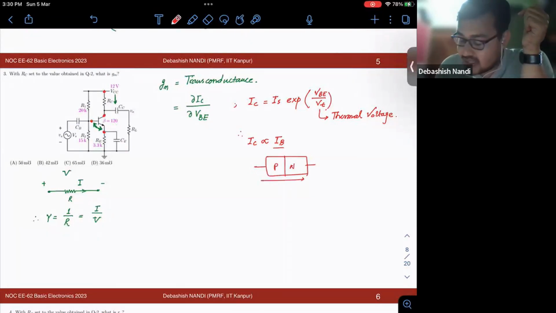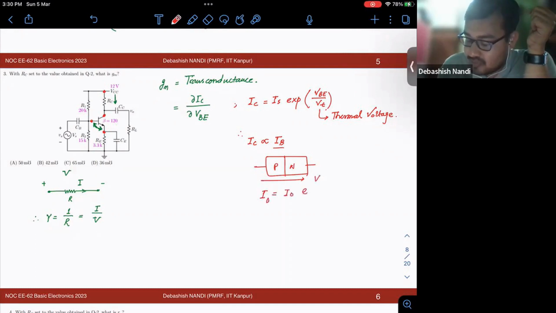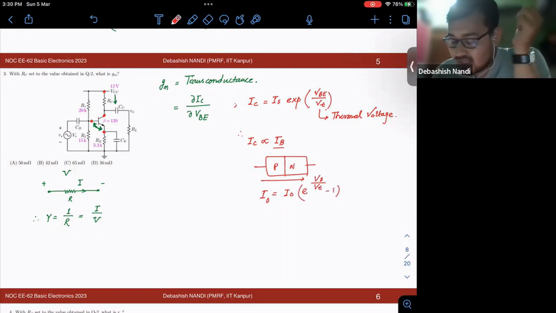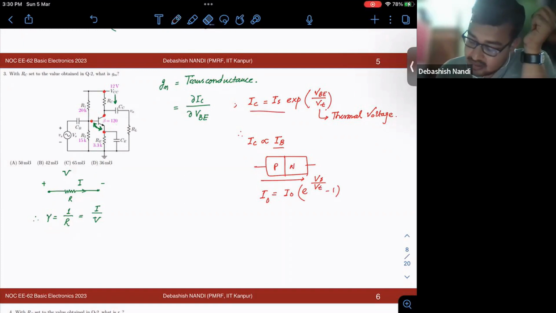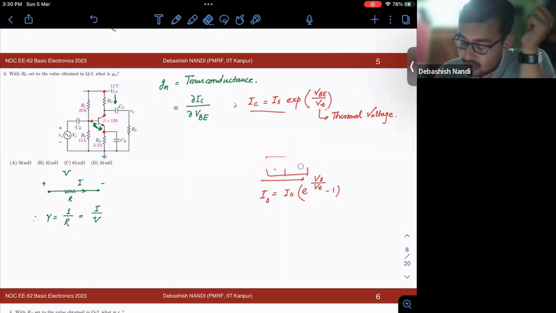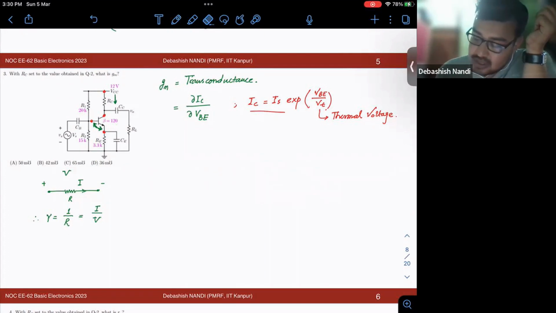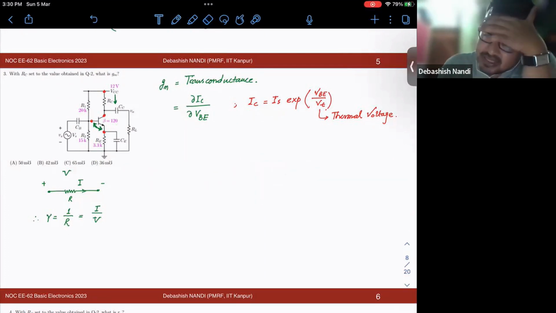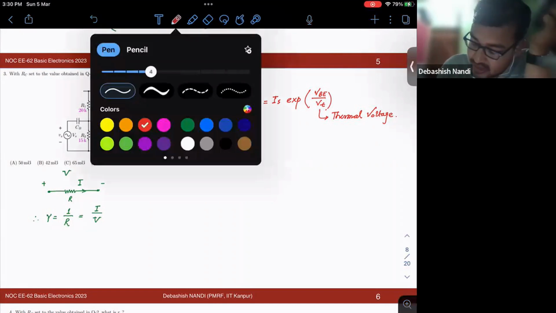Okay. So for a PN junction, we know that ID is nothing but I naught e to the power VD by VT minus 1. Similarly, in the same manner, we get this expression. So if you have this expression, I think it is pretty straightforward to calculate.